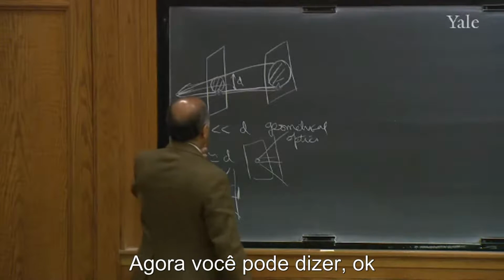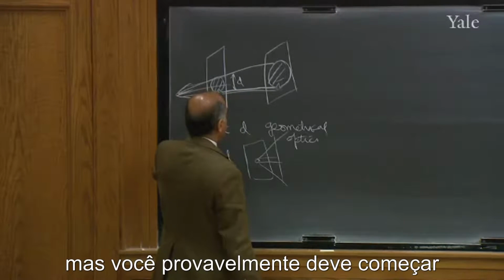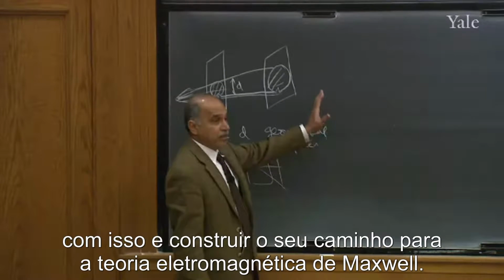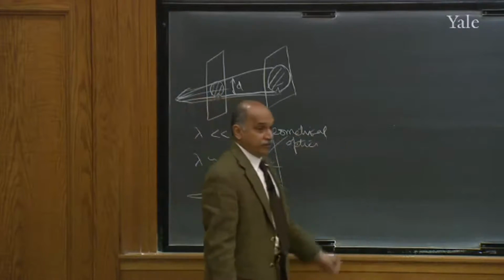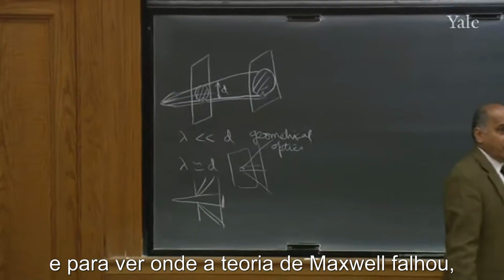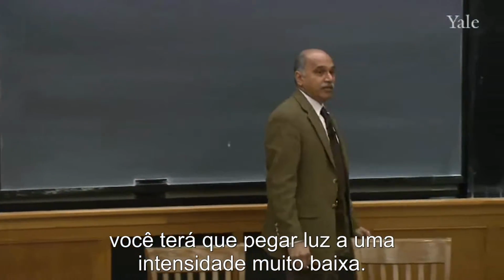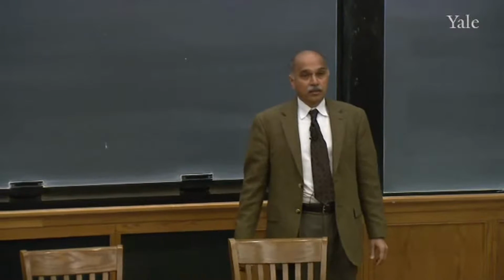Now, you might say, okay, if you want, you can go back in time, but you should probably have started with this and built your way to electromagnetic theory a la Maxwell. Well, it turns out Maxwell isn't right either. And to see when Maxwell's theory fails, you will have to take light of very low intensity. Remember, intensity is the square of the electric field or the magnetic field.